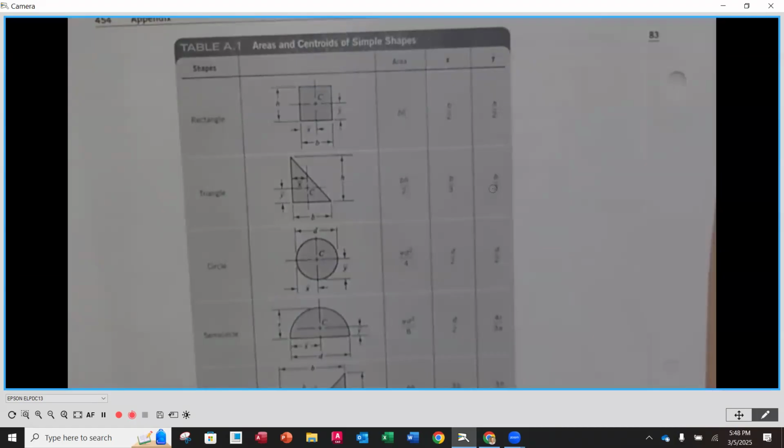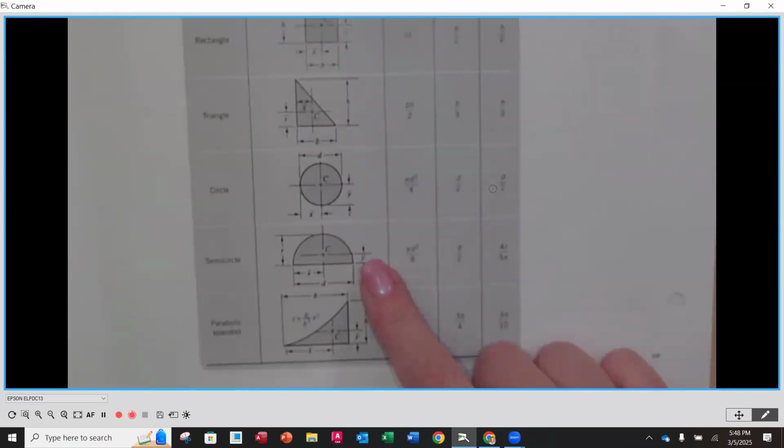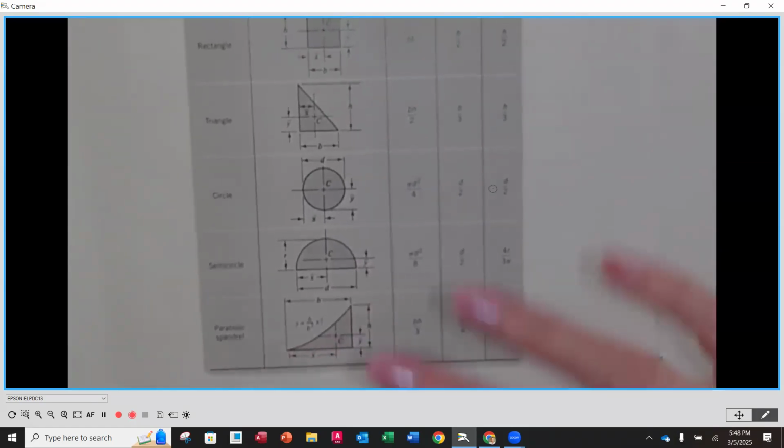We'll have a couple instances where we'll be able to apply that, but this is where we would go for the simple shapes. Then they have a semi-circle and a parabolic spandrel. I don't even know what that is, but these two we really won't use.